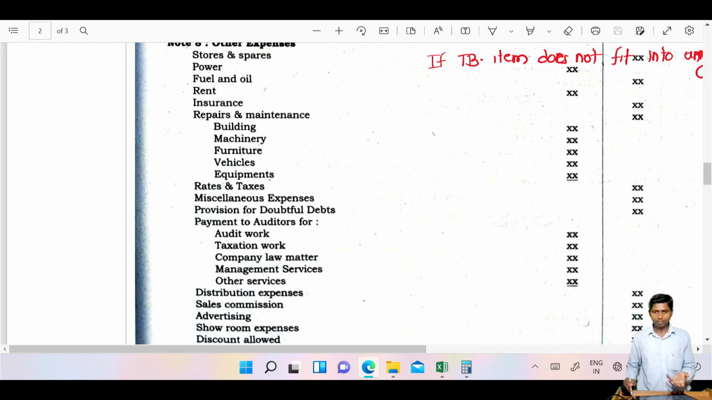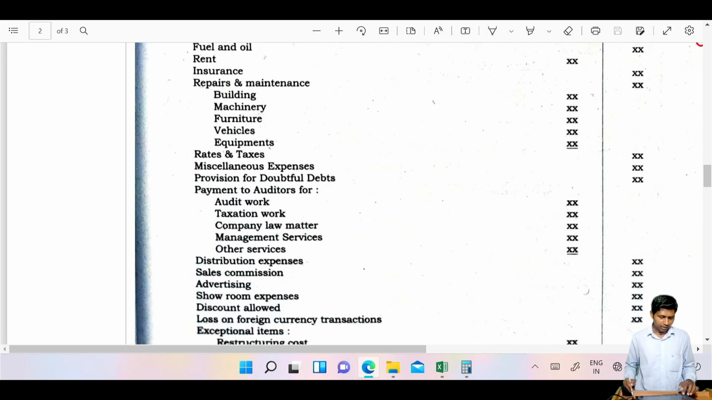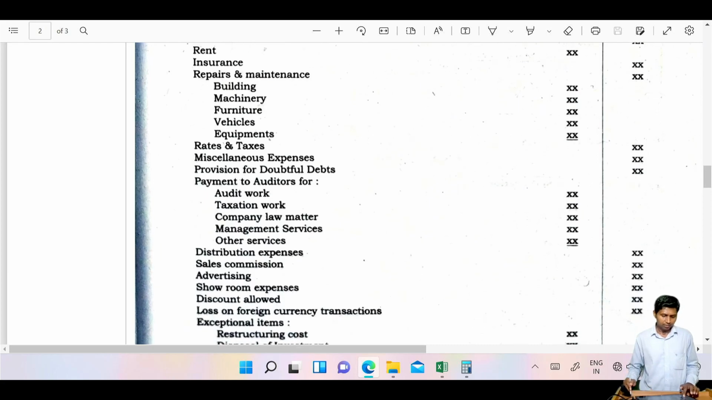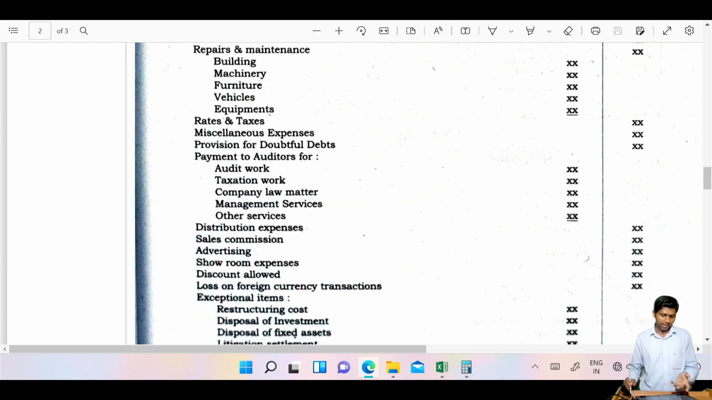That is an independent person. We give only the auditing assignment to the auditor. Therefore, the auditor is not our employee. We write his fee in other expenses and not in employee benefit. After that, rent, taxes, miscellaneous, I already explained.